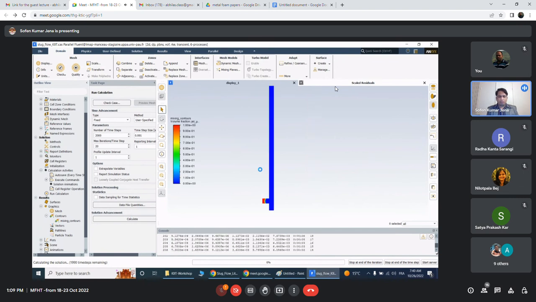Now see, the first contour came. Now this is the first instance the air enters into the domain. Let's see, after a few hundred iterations, wait for 2-3 minutes, we'll see how the Taylor bubble looks in the slug flow. See how gradually the air is moving into the domain.